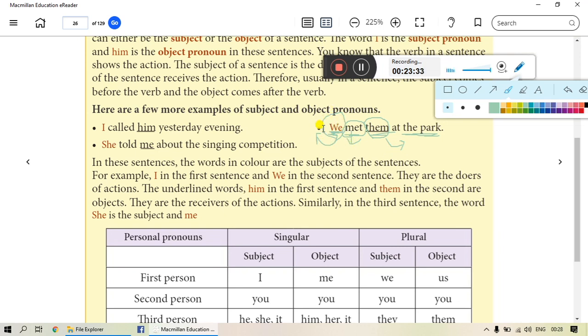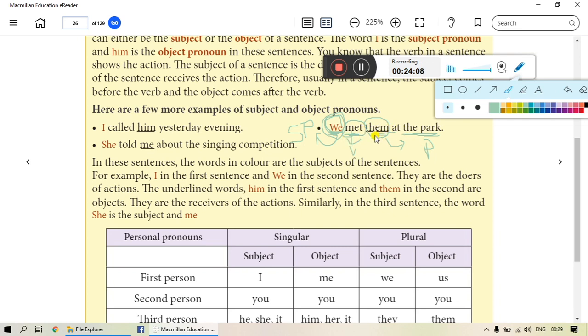What kind of pronoun is we? Is it subject or is it verb? We met them. We मतलब हम उनसे मिले, so the action of meeting is being done by we. The action of meeting is being done by we. So the doer of the action is always the subject, and also this is a pronoun. Met is the verb, them is again a pronoun, but the action of meeting is being done on them.